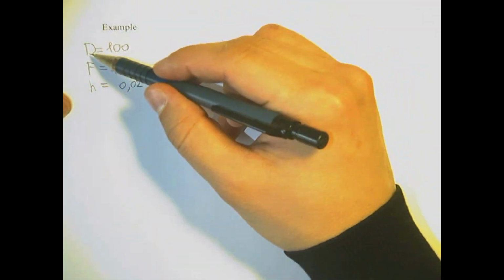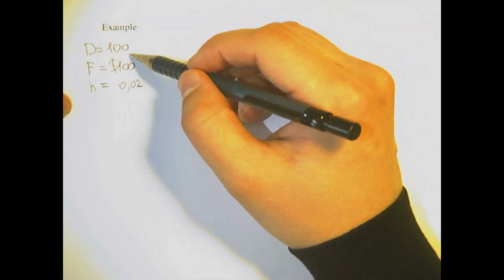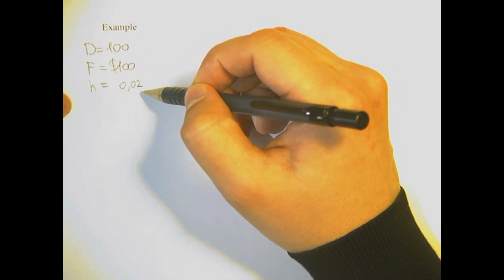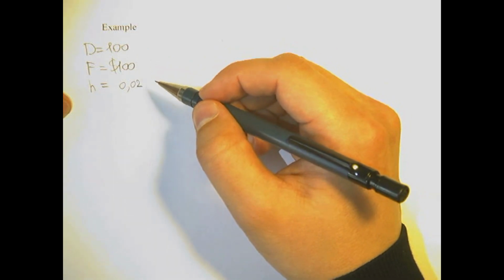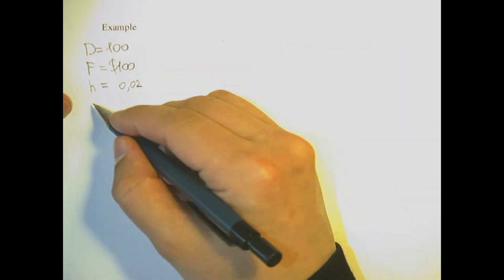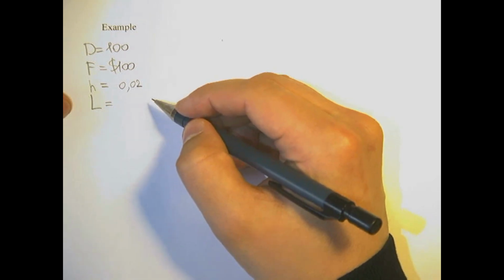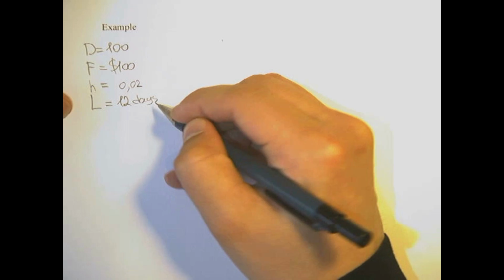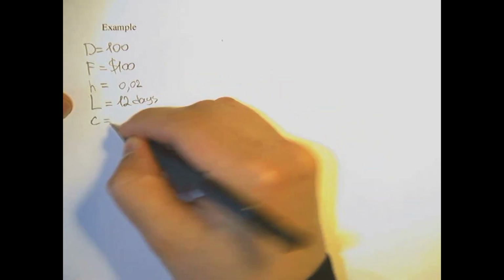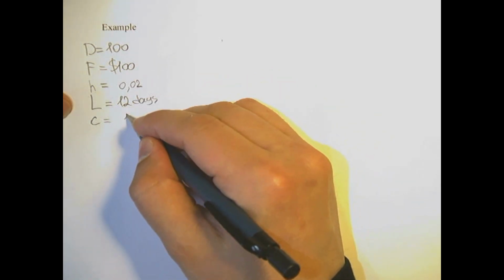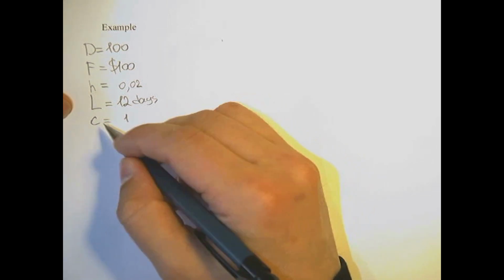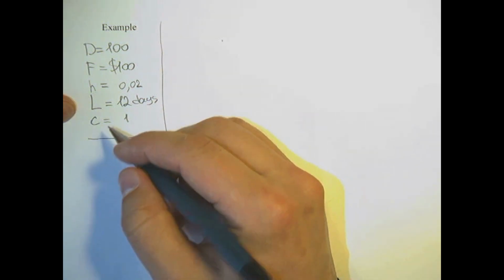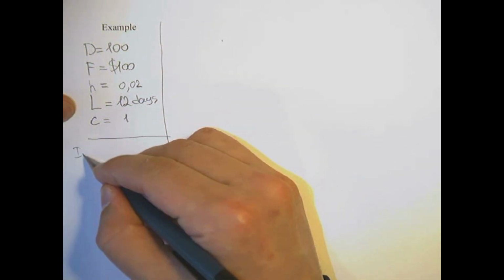But in this case, demand rate is 100 lamps per day and holding cost is $0.02 per lamp per day. And lead time is 12 days. And small c, the price for one lamp, is $1 per lamp. So, the question is, what is the inventory management strategy?